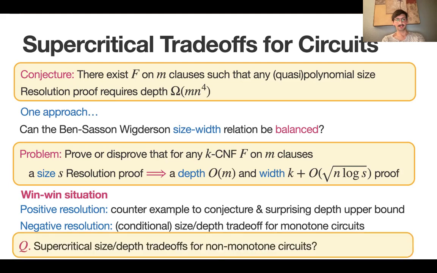And the final question I want to end with is just whether you can prove supercritical size depth trade-offs for non-monotone circuits. Of course, under some assumption, like a cryptographic assumption or something like that.